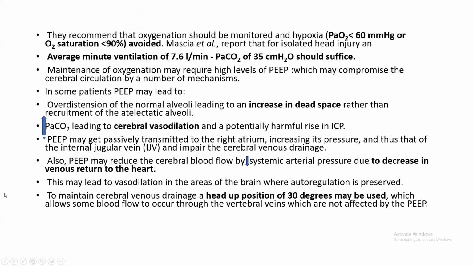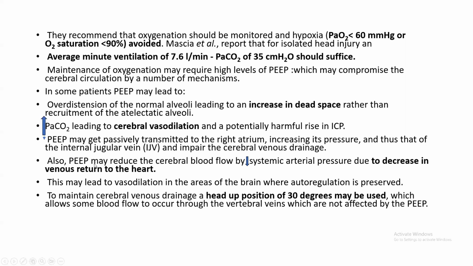So it is recommended that oxygen should be maintained and monitored, and hypoxia should be avoided. PaO2 less than 60 mm of Hg or oxygen saturation less than 90% should be avoided. An average minute ventilation of 7.6 liters per minute and a PaCO2 of 35 should suffice, because as we discussed earlier, when the PaCO2 level is increased, it leads to cerebral vasodilation, which in turn increases the intracranial pressure.